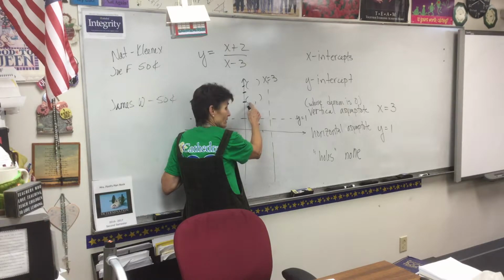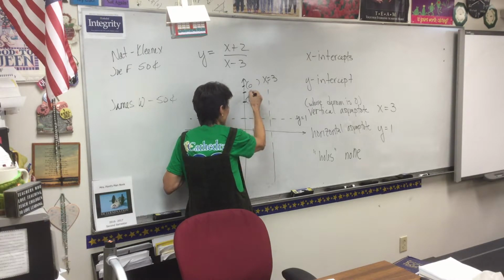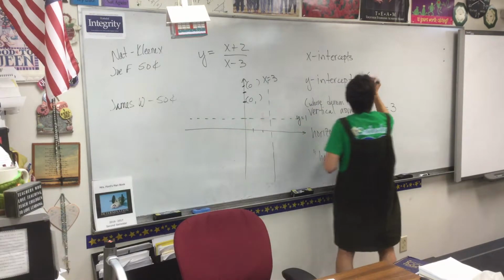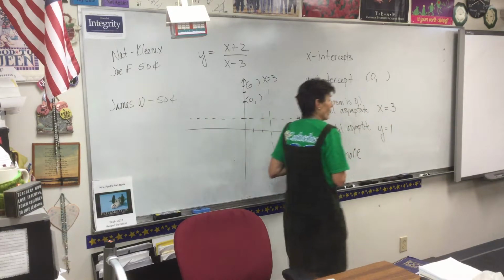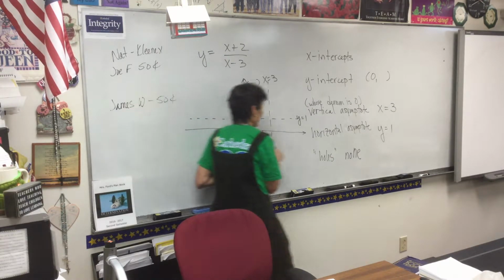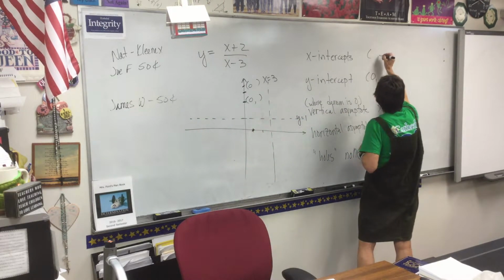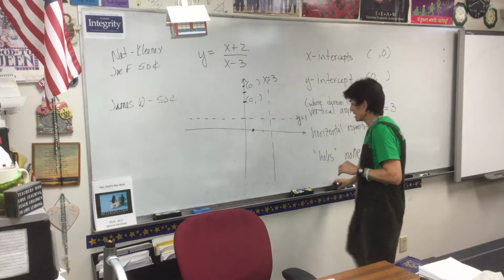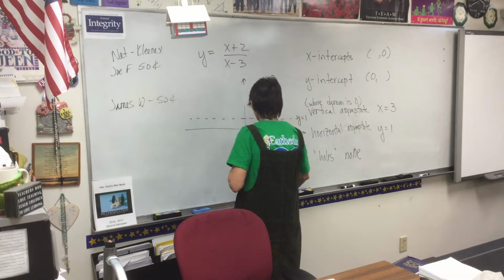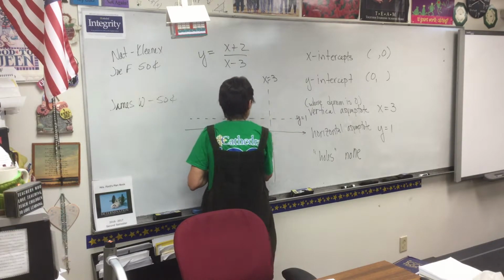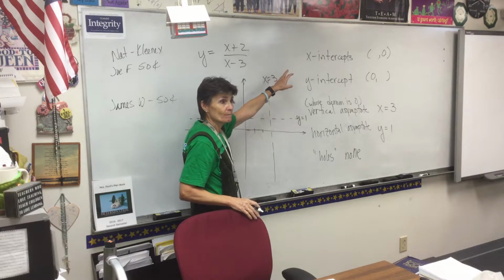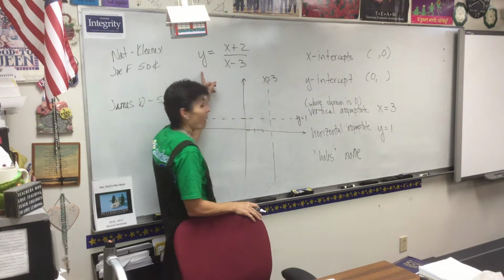What's the x-coordinate? 0. Isn't the x-coordinate going to be 0? For any y-intercept, x is 0. What about for an x-intercept? y is 0. So this is how you find your intercepts, guys. You simply let the other letter be 0. In other words, if I am looking for my x-intercept, I'm going to let y be 0.